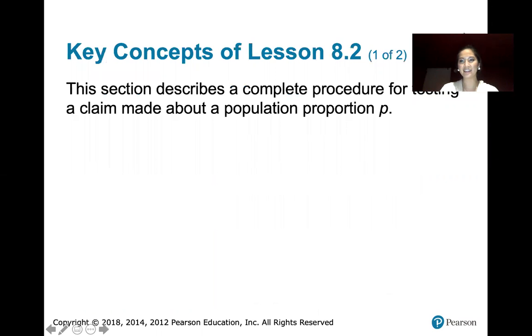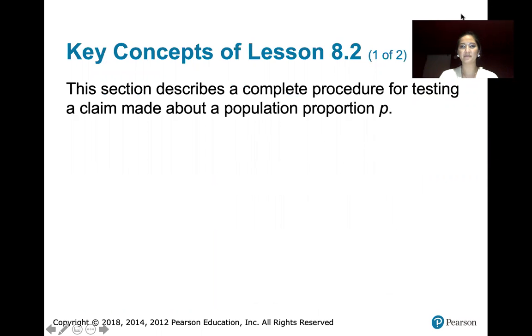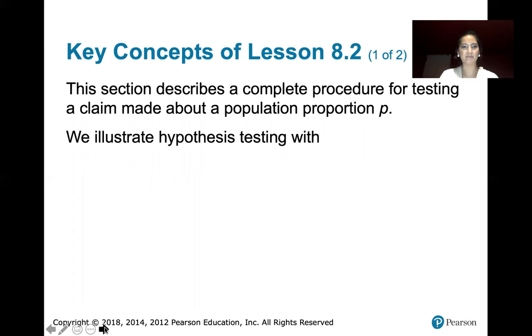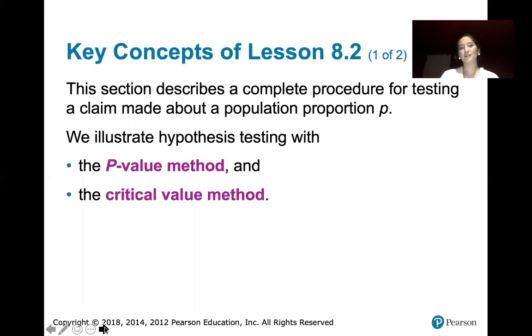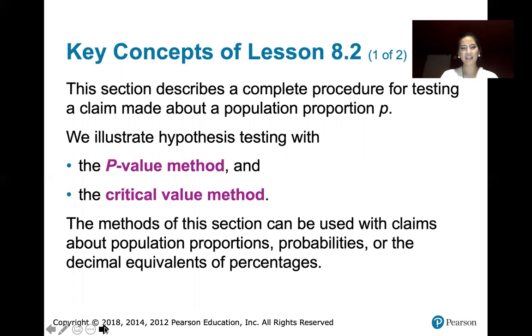So here are the key concepts. This section describes a complete procedure for testing a claim made about a population proportion p. And we're going to do this with hypothesis testing in a number of ways. We're going to use the p-value method. We're also going to use the critical value method. The methods of this section can be used with claims about population proportions, probabilities, or decimal equivalents of percentages.